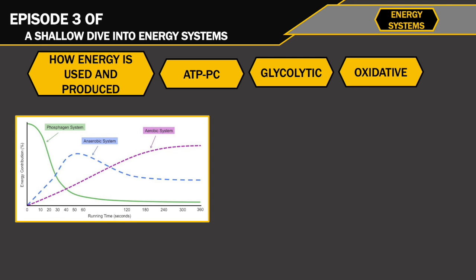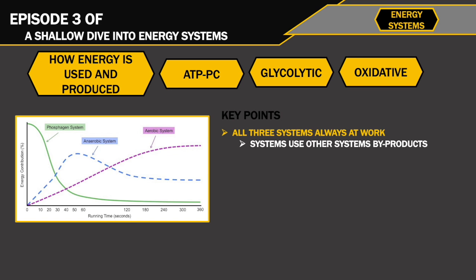This is an image we've all probably seen before, either in a textbook, on Instagram, or just on the internet in general, where it shows at different points of exercise where each system kicks in and how much percentage of energy it gives towards exercise. A couple key points about these systems though, they're always at work. We never just turn on or turn off a system because our systems actually use other byproducts to drive that system.